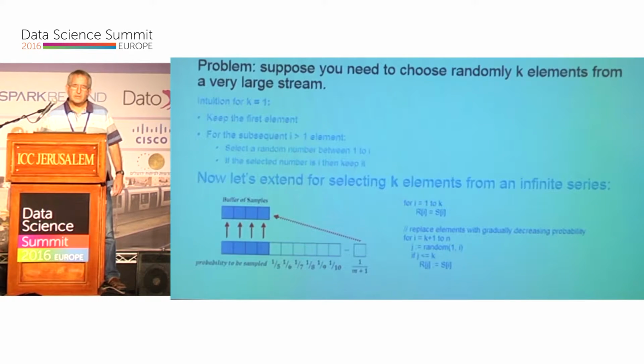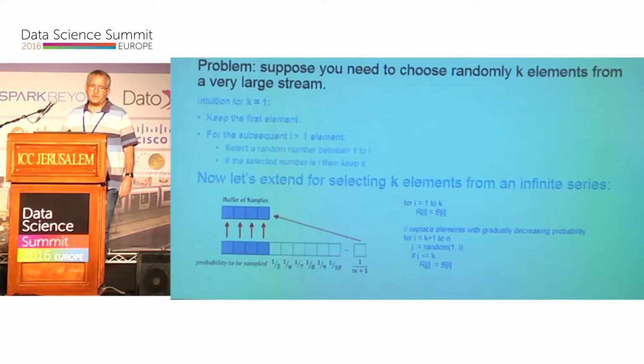So that's one technique. Another technique is if you have to sample k elements out of your data set. There is an algorithm called the reservoir algorithm, and the intuition for it is quite simple. Basically, if you have only one element, you keep the first element in the stream of data that you get, and then for each subsequent element, you select randomly a number between 1 and i, where i is the sequence number of the element in the stream, and if the number that you got is i, then you take the element and you replace it.